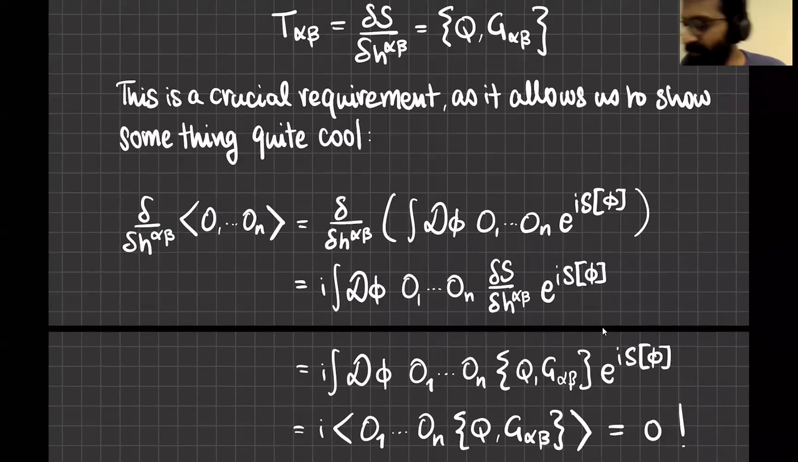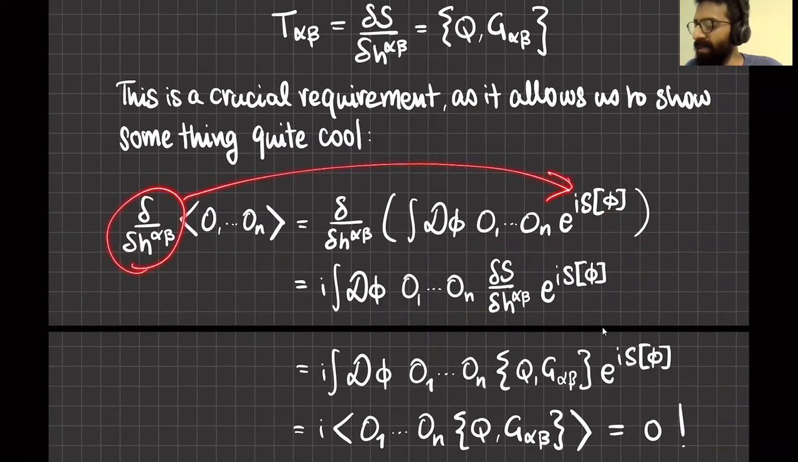We start off with the correlation function, defined in the usual way as some path integral. Here phi denotes some collection of fields, O_I are the operators, and I'm going to vary it with respect to the metric. I've assumed that the operators themselves do not depend on the metric, which allows me to say that this derivative goes straight through and hits S, which gives me this piece.